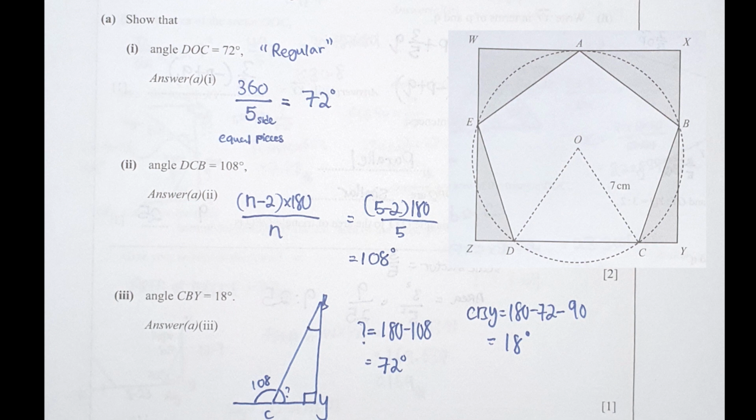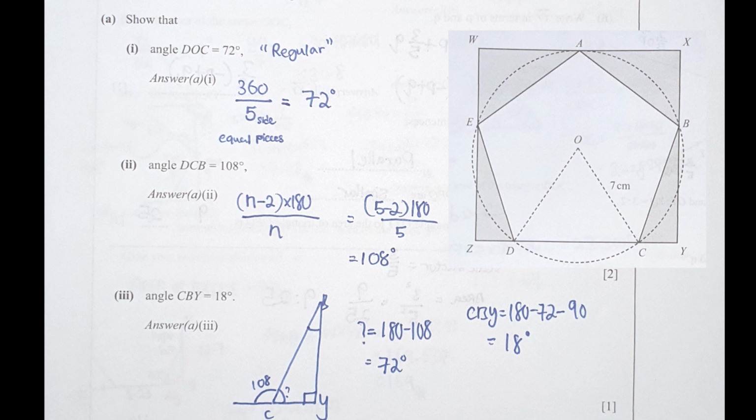Next, show that DCB is 108. So this one, since they mention a regular pentagon again, we'll be using the interior angle formula, which goes by n minus 2 times 180. Then I divide it by n because I wanted to find one angle of it only. You get the result of 108.